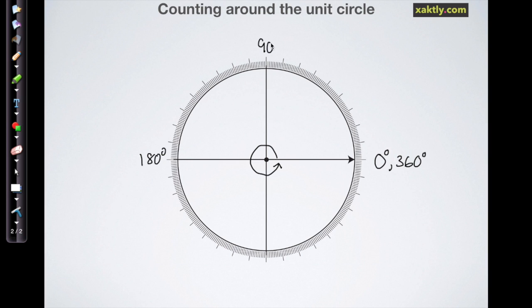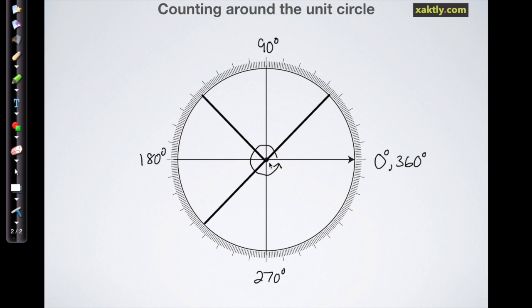The next thing we'll do is count in quarter circles. A quarter circle is 90 degrees, then we go to 180, then to 270, and back to 360, and that's really just counting by nines, right? 0, 9, 18, 27, 36.